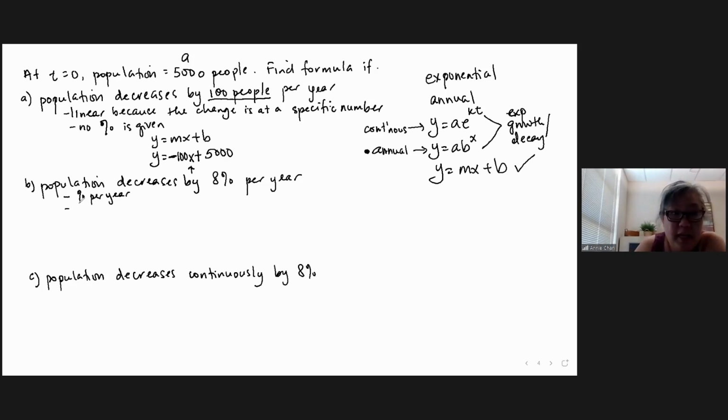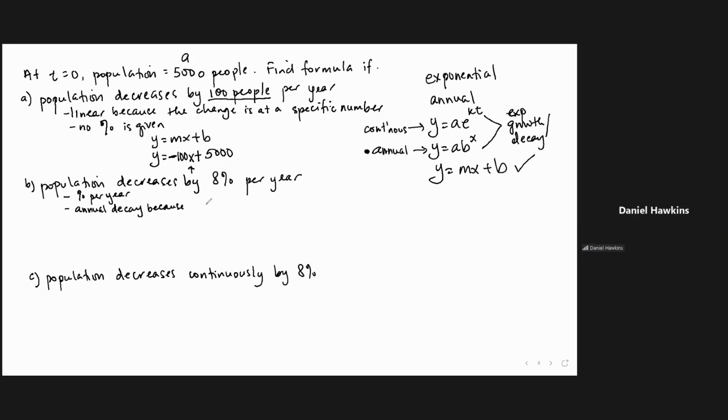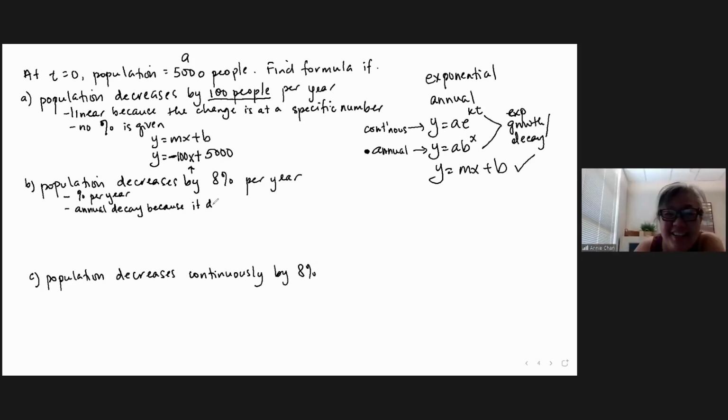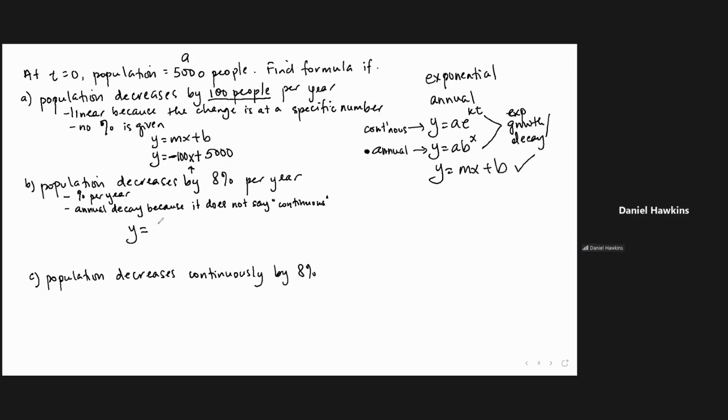Yes. So it is annual decay, because how do you know it's not continuous? Because it doesn't say continuous. Exactly. Because it does not say continuous. And it gives you a percentage. So therefore, it is an annual. So this is going to be y equals to, what's my A? 5,000. What's my B?